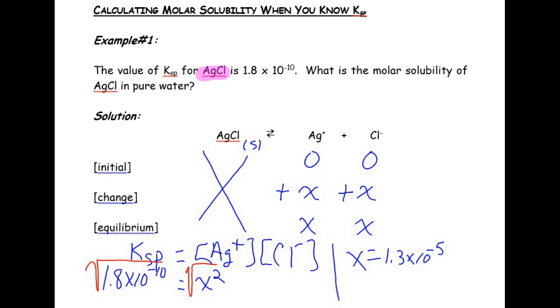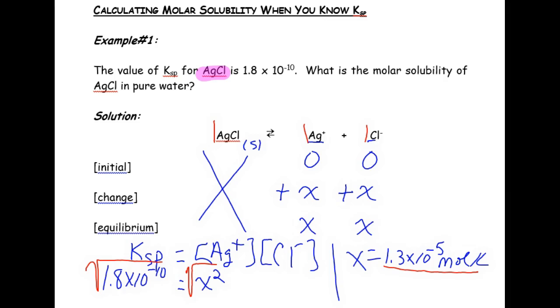And remember, x represents a concentration, so the units are moles per liter. And so now let's examine what x signifies. X signifies the concentration of both my silver and my chloride ions. But I need to remember that those are in a 1-to-1 ratio with my solid. So that if I know what the concentration is of my ions in solution, I also know my molar solubility of AgCl.